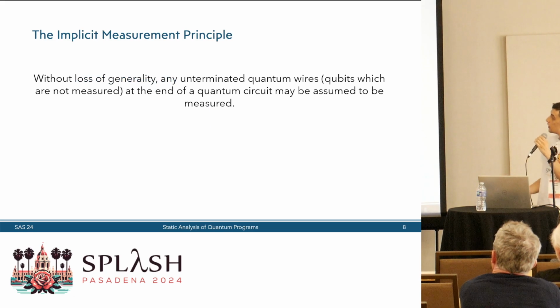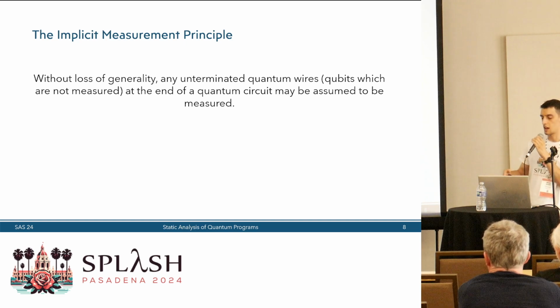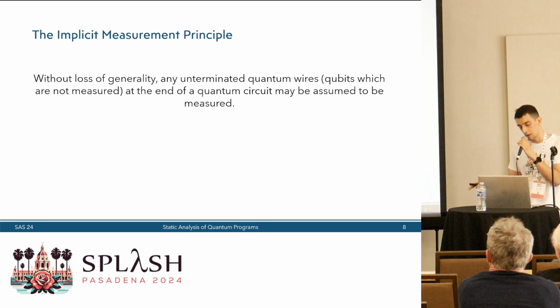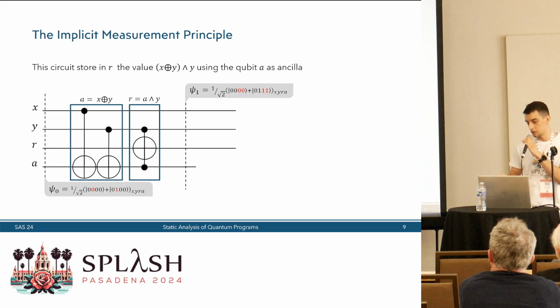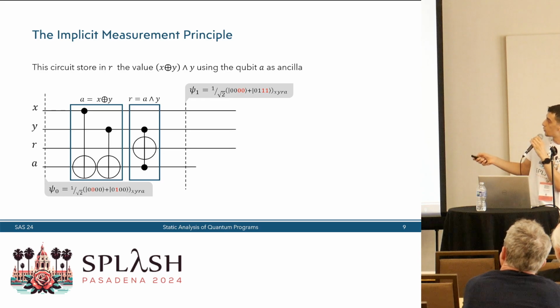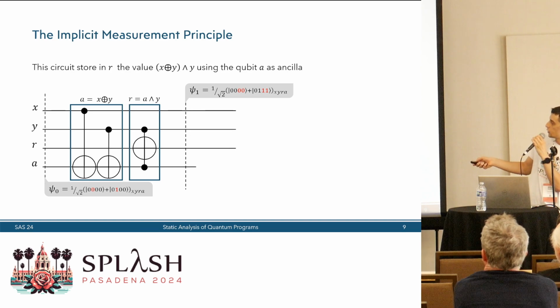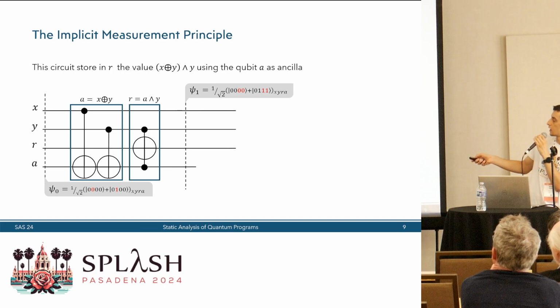The other one is the implicit measurement principle, which says that in a quantum circuit, every wire at the end must be considered measured. In practice, we can see on an example what this means. If we consider this circuit that computes this Boolean expression, in this circuit we have 2 wires for the input, 1 wire for the output, and a temporary variable that we need to compute the circuit. We have the first operation that computes the XOR between X and Y, and the second operation that computes the AND between A, that contains the XOR, and Y.